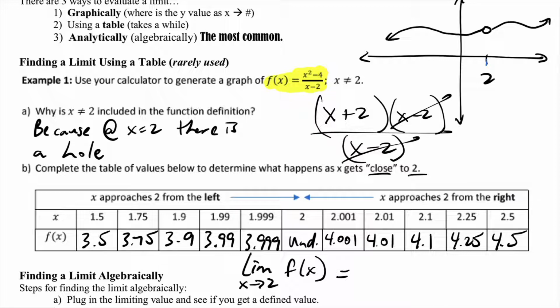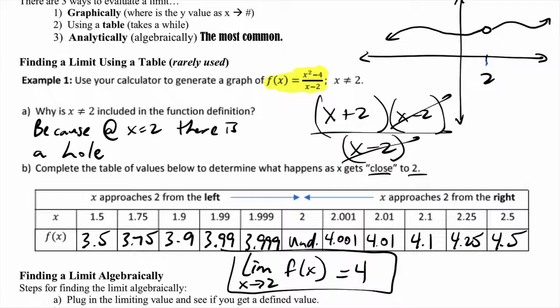As I'm coming from the positive side, the x's are getting closer and closer to 2. What are the y's doing? Getting closer and closer to 4. So because they're both getting closer and closer to the same number, we say the limit is 4. Okay, we say the limit is 4.